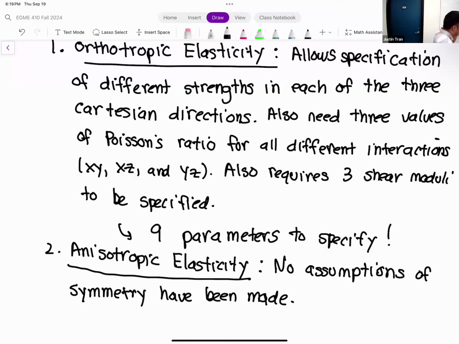Maybe you talk about this in strength of materials, but there's a significant amount of symmetry assumptions that are made. But if you don't make any symmetry assumptions and you just go by pure anisotropic elasticity, you need 27 different parameters in order to specify this material.